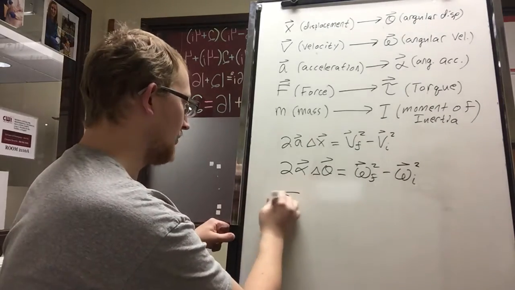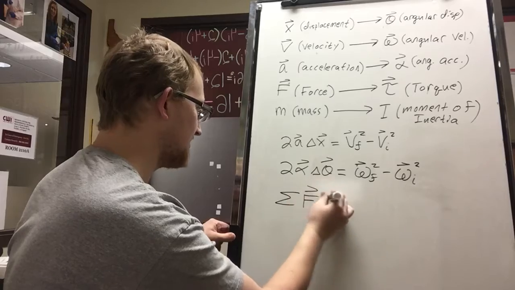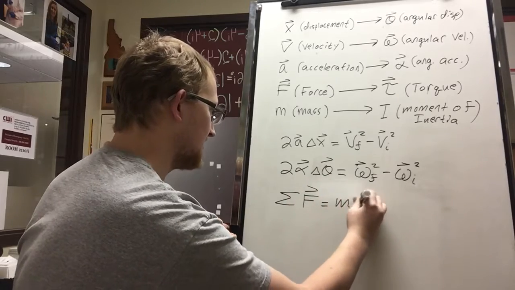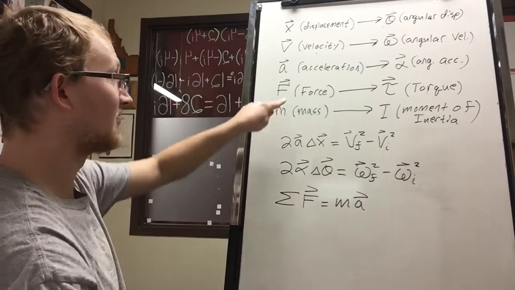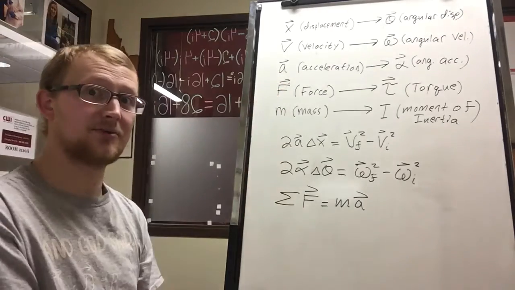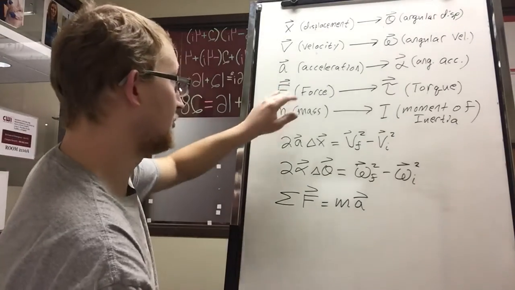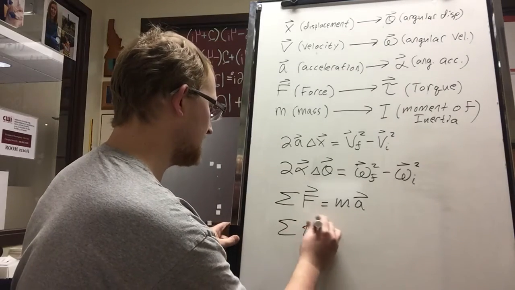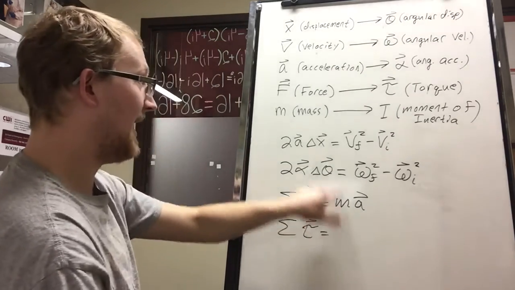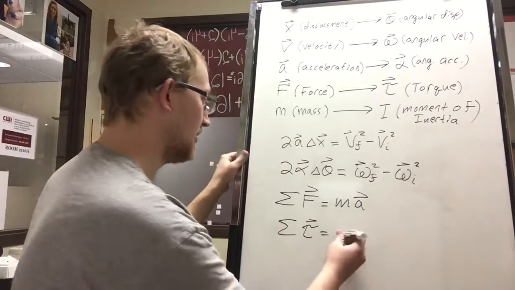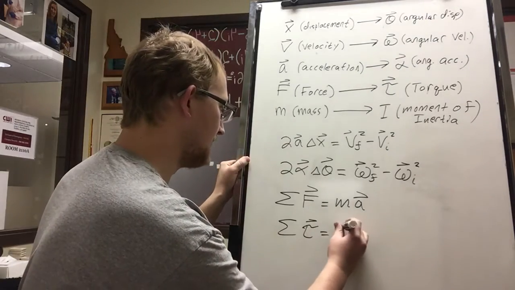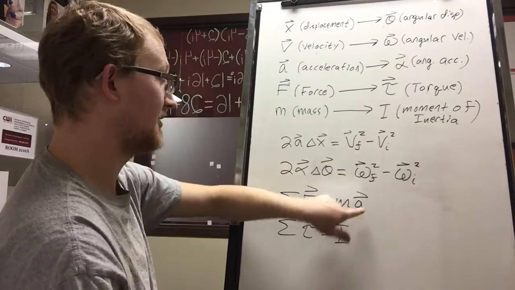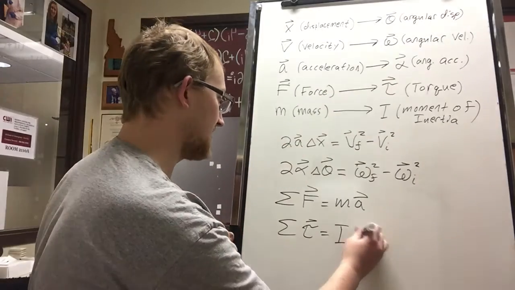So one of our famous equations, sum of force equals mass times acceleration. We just go to our conversion chart. If we want to write this in terms of angular motion, we can change the force to a torque. So sum of torques equals mass, which in rotational motion is moment of inertia, times acceleration, which will change to angular acceleration.